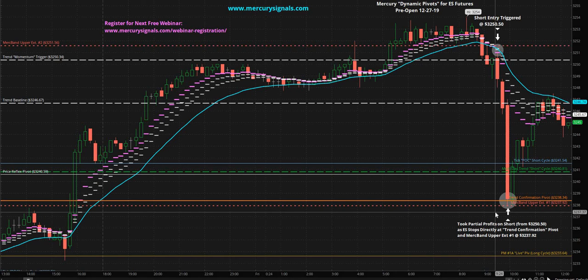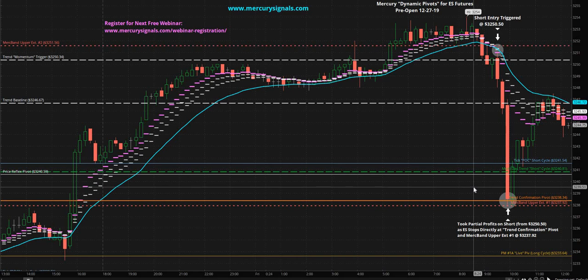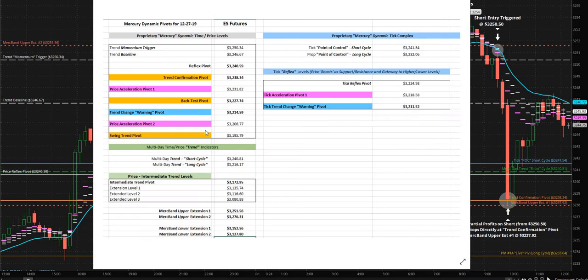Now, if you watched any of our previous videos, I mentioned that one of the things we do that is completely unique is that with our proprietary time price algorithms, we've identified relationships between different price levels, and you'll see that over here on this chart. These levels that are in orange, the trend confirmation pivot, the backtest pivot, the swing trend pivot. Those three levels all have a mathematical relationship with one another, as do the two acceleration pivots in purple, as do the price trend change warning pivot and the tick trend change warning pivot.